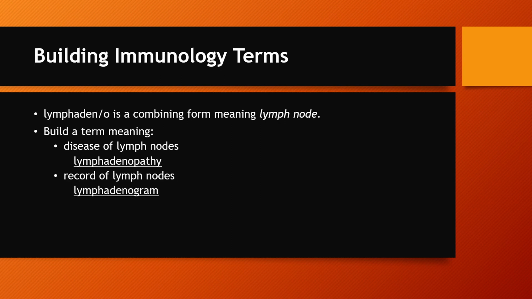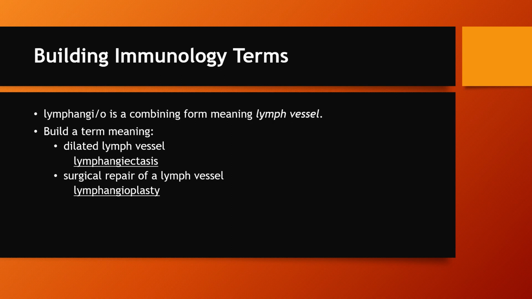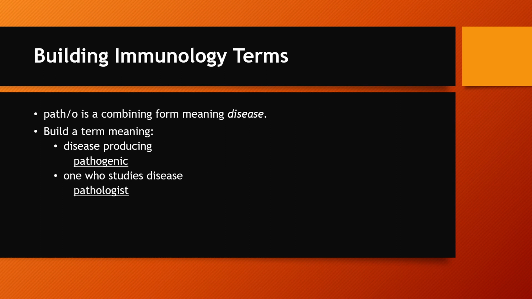Lymphadeno is a combining form that means lymph node. Lymphadenopathy is a disease of lymph nodes. Lymphadenogram is a record of lymph nodes. Lymphangio is a combining form that means lymph vessel. To build a term that means dilated lymph vessel would be lymphangiectasis. Surgical repair of a lymph vessel, lymphangioplasty. Patho is a combining form that means disease. Disease producing, pathogenic. One who studies disease, pathologist.